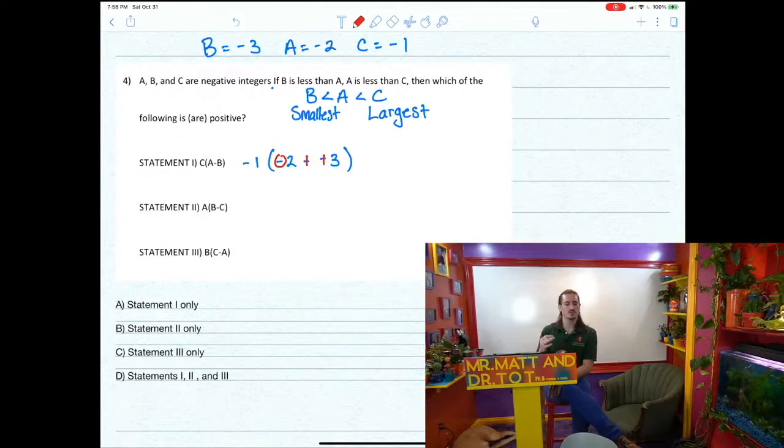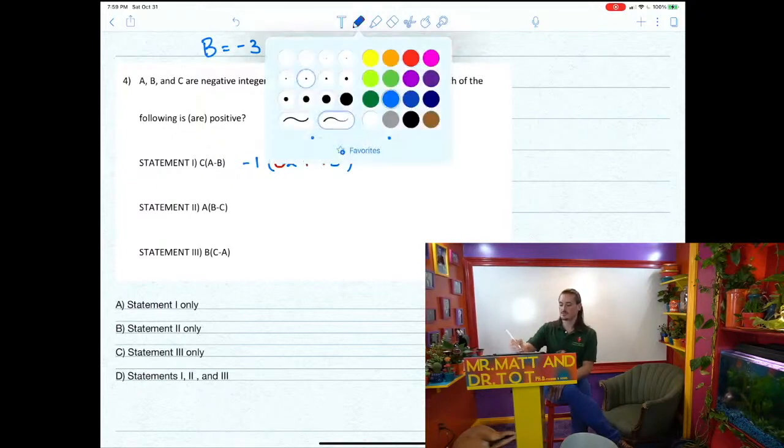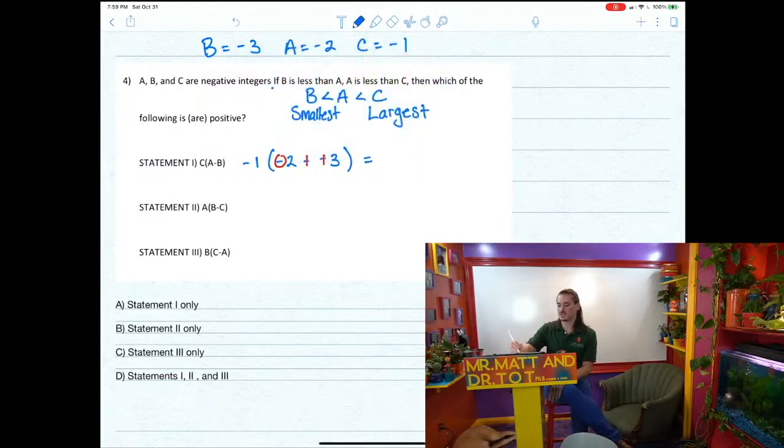You can also say that two negatives make a positive. That also works, but sometimes the two negatives aren't next to each other, so it's a little bit harder to see. So -2 minus a -3 is the same exact thing as -2 plus a +3, and that's going to be positive 1. So we're going to end up with negative 1 times positive 1. That's going to be negative 1, which is negative, so statement 1 is false.